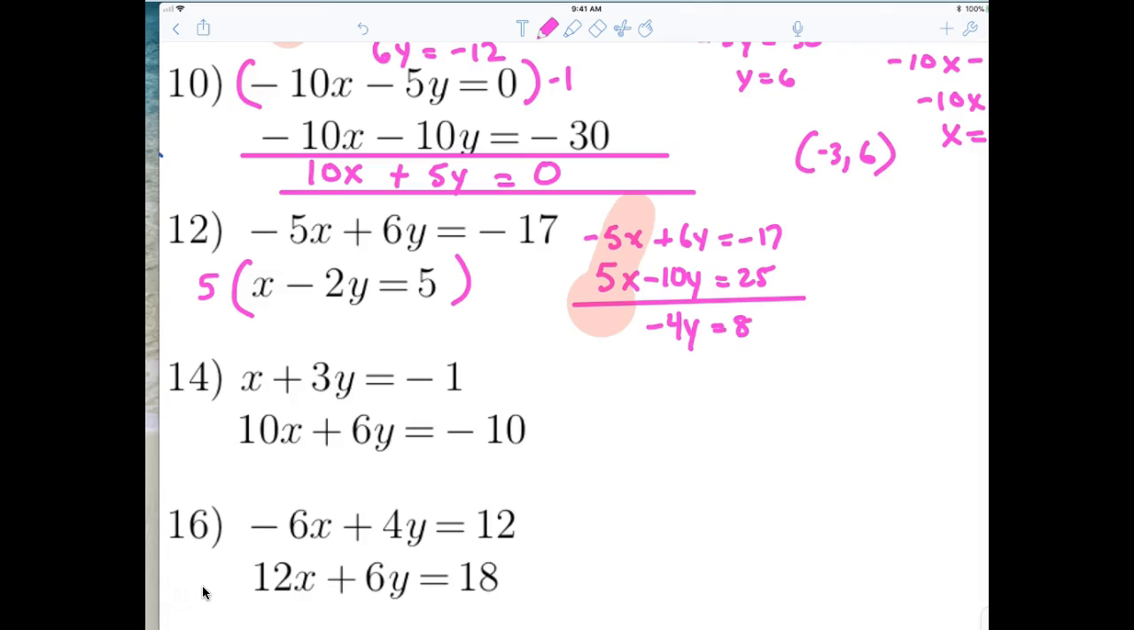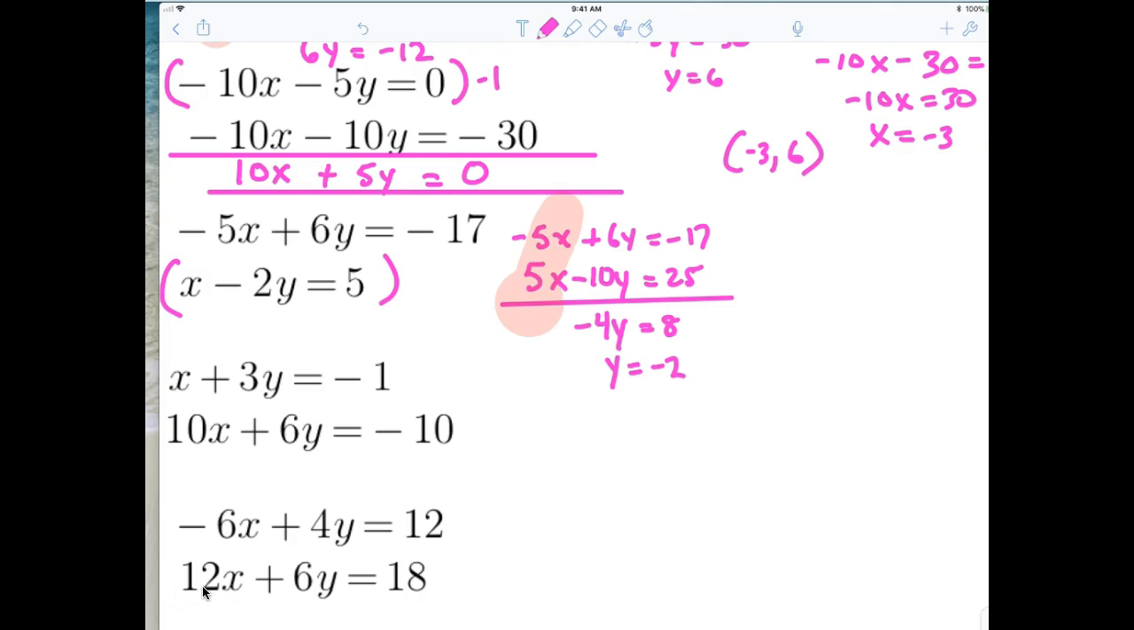Now what, Connor? Right, so I get y equals negative 2. All right, now I replace. So I'm going to use x minus 2y equals 5. Why am I picking that one? Because it looks to me the easiest.